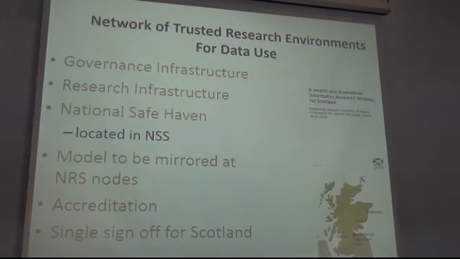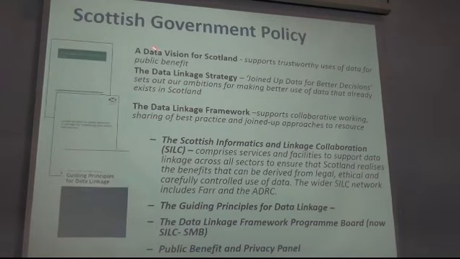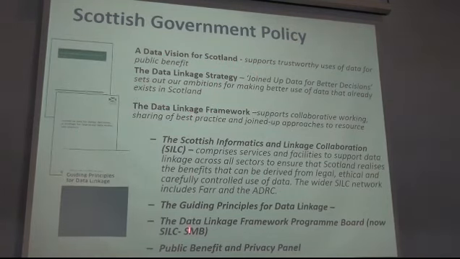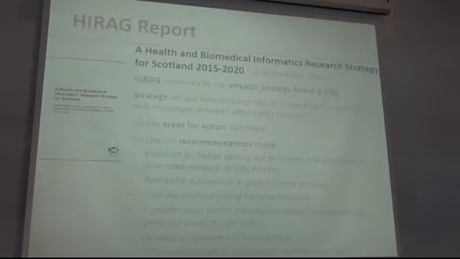These are trusted research environments where safe environments work with safe people, so we accredit people, with safe data, which we de-identify, with safe outputs, so that we check there's no disclosure risk. We've put a lot of work into that. We have 5 of these across the nation. And as I suggested this morning, we have policy underpinning this in terms of a data vision, a data linkage strategy, and a framework which allows us to do this.